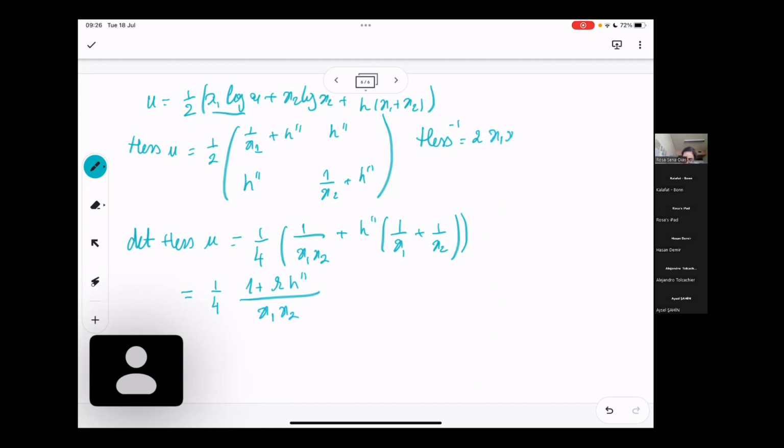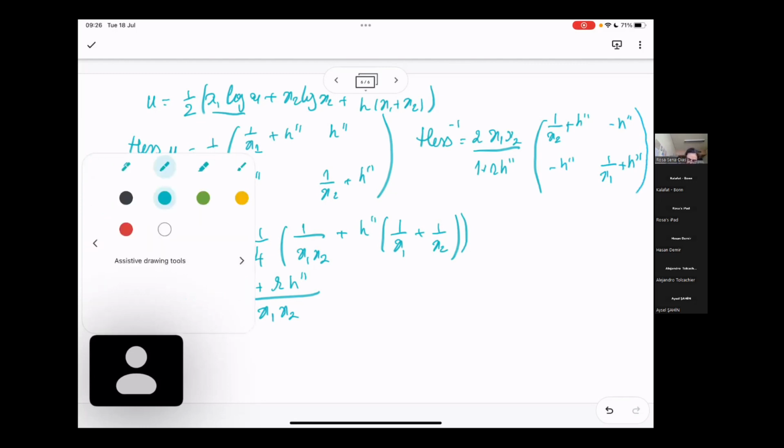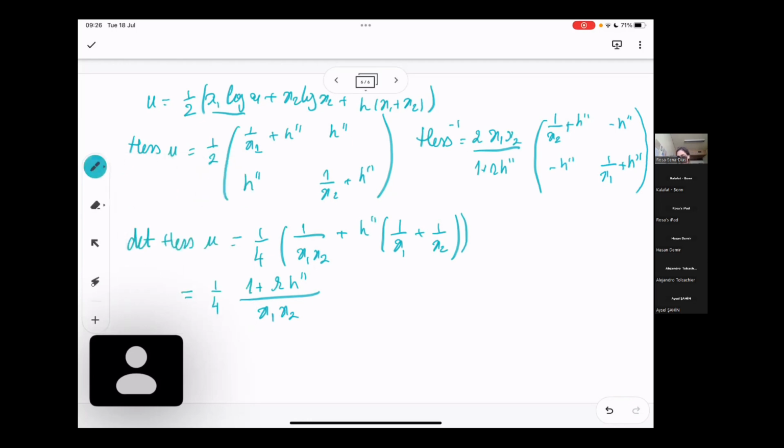Okay, so now I can use this determinant to calculate the inverse of the Hessian. It's the usual formula for the inverse of a 2x2 matrix that I'm using. By the way, I should have said, let me know if there are any questions. I'm really happy to stop and answer any questions at any time.